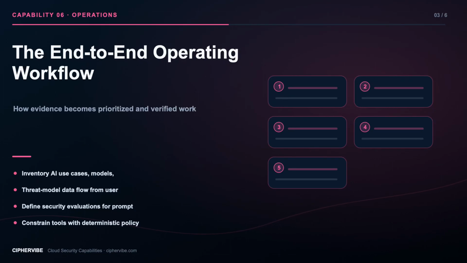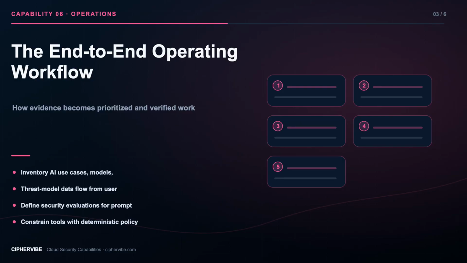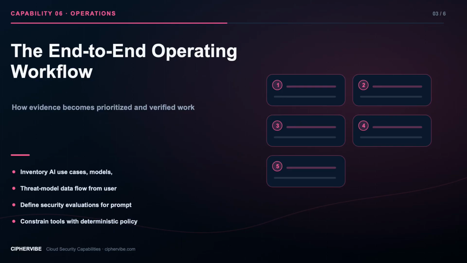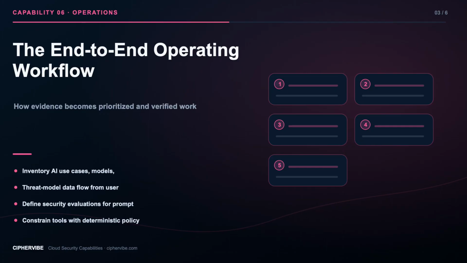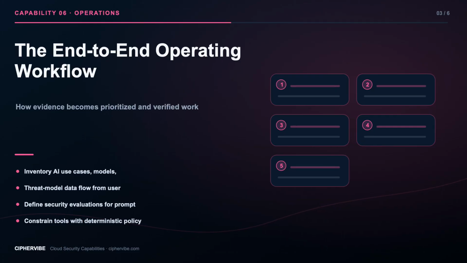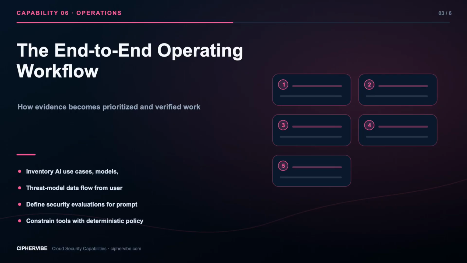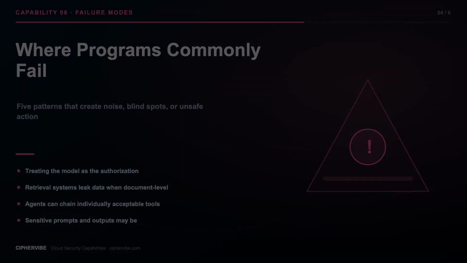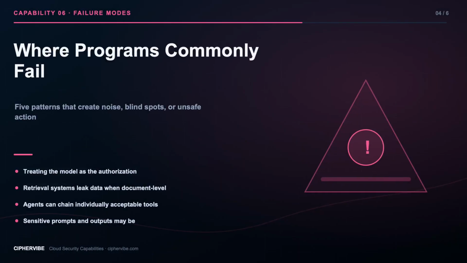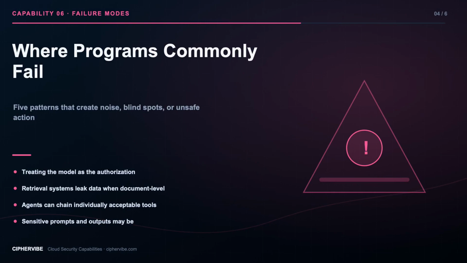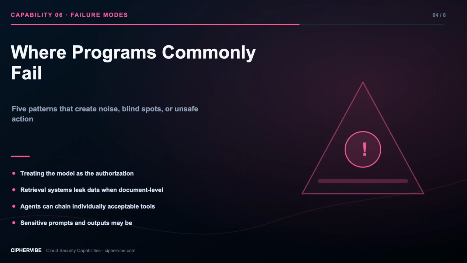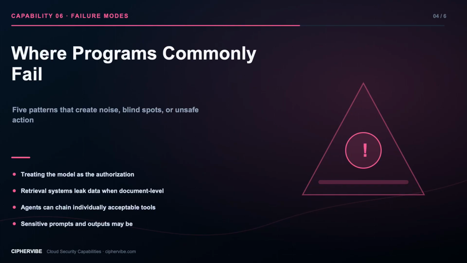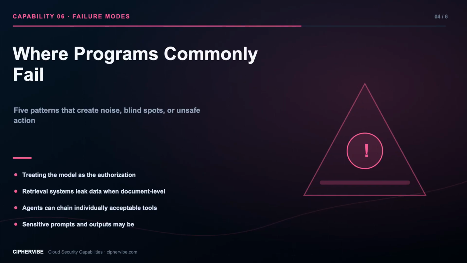Define escalation points for missing owners, disputed priority, failed changes, and evidence that suggests active compromise. Those conditions should move into incident or risk governance rather than remaining indefinitely in a routine queue. The fastest way to evaluate AI security is to study how the capability can fail. First, treating the model as the authorization layer allows persuasive text to influence access decisions.